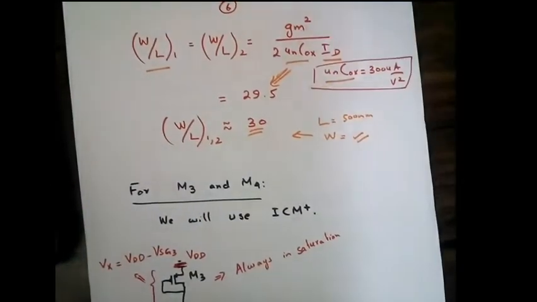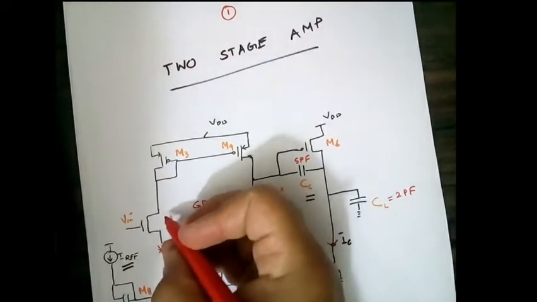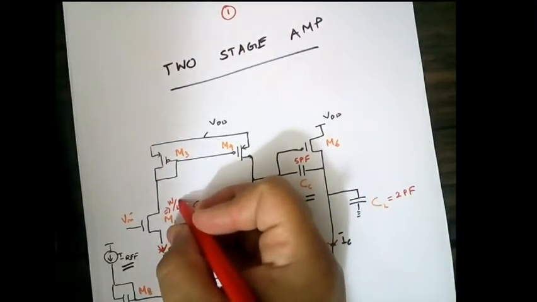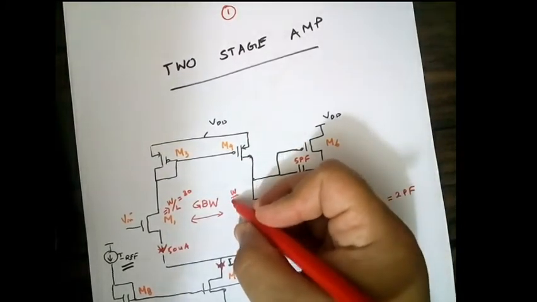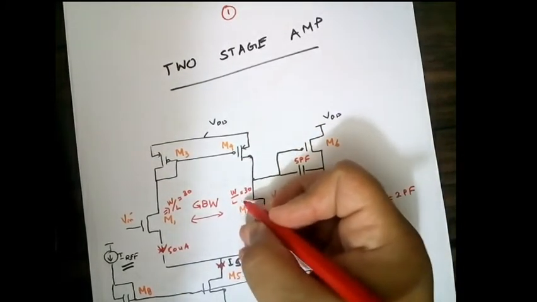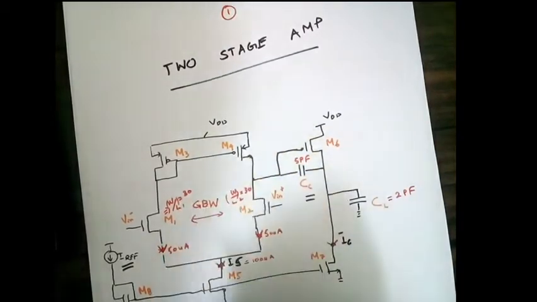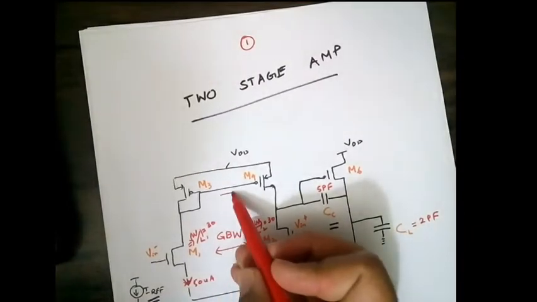Since we also found another design parameter, we can plug it back here. So we find the W by L here is equal to 30. Same will be here. So we have W by L here equal to 30. So this is M2 and this one is M1. So W by L1 and W by L2, we found the ratio as 30. So now what do we need to find? We need to find these two, M3 and M4.